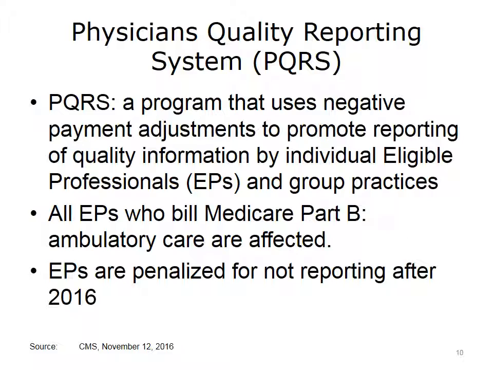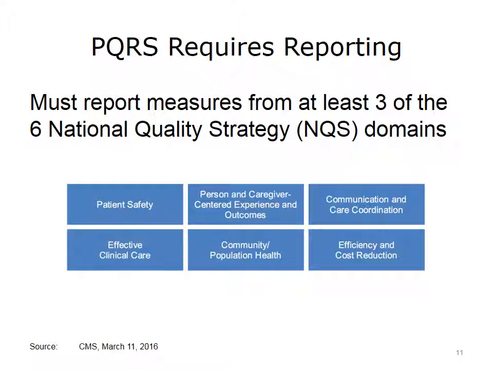There is some overlap between the PQRS and MU definitions of EP, but there are some PQRS EPs who are not MU EPs. Beginning in 2016, EPs automatically are penalized for not doing PQRS reporting. Starting in 2017, PQRS will merge into MIPS. Currently, all EPs must report on 9 measures from at least 3 of the 6 National Quality Strategy, or NQS, domains. The PQRS measures consist of either process improvement measures or healthcare outcomes measures within these strategies.